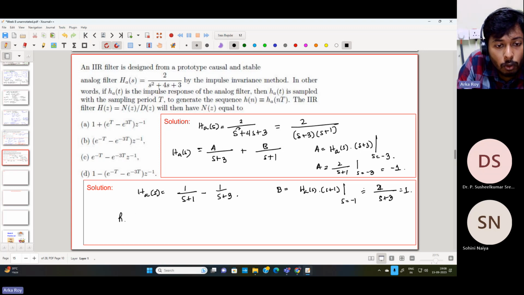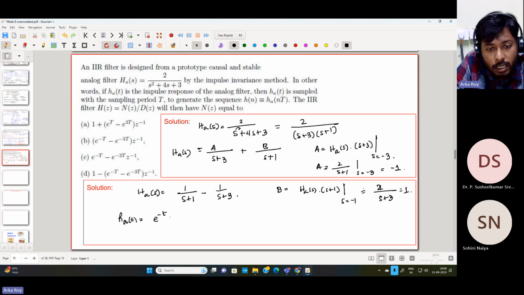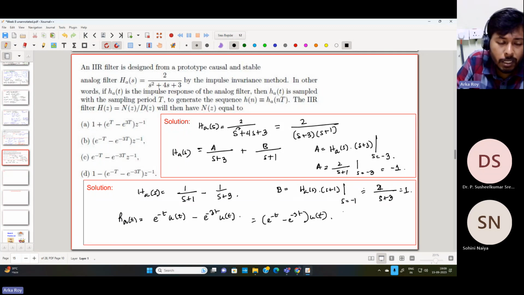So if I take the corresponding time domain signal by taking the inverse Laplace transform on both the right hand and left hand side, I will get h(t) equals e to the power minus t multiplied with u(t) minus e to the power minus 3t multiplied with u(t). Or conversely, I can write it as e to the power minus t minus e to the power minus 3t, and then combine the multiplication of u(t) with this.